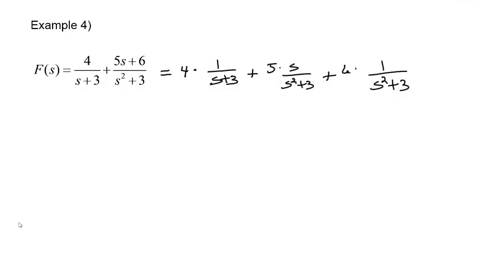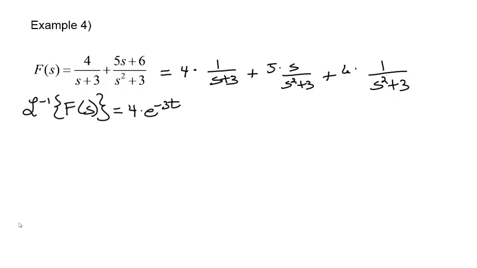So the inverse Laplace, which we could call inverse Laplace of kappa of s, would be 4 times the inverse Laplace of 1 over s plus 3. And that's e to the negative 3t. Remember here, the coefficient of t in this rule is the opposite sign as your constant in the denominator.